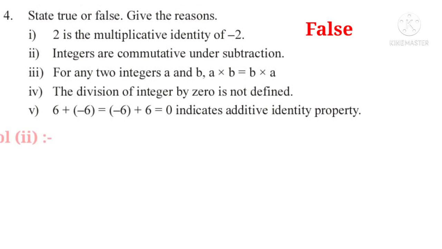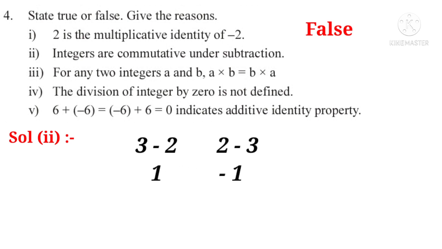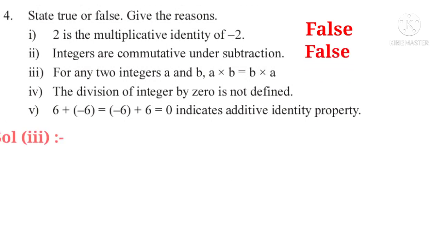Next, solution 2. Integers are commutative under subtraction. Let us take any two integers 3 and 2 and put subtraction in between them. 3 minus 2 gives 1. 2 minus 3 gives minus 1. They are not equal. So the statement integers are commutative under subtraction is false.